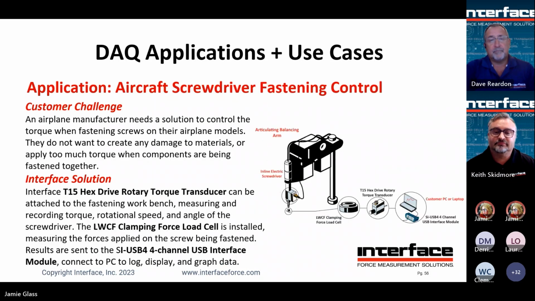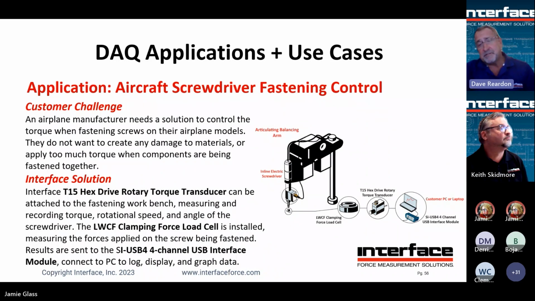Next slide. This next application is for aircraft screwdriver fastening control. The customer had an automatic machine that automatically screws in screws to different places on the aircraft, and they wanted to be able to measure how much torque as they were turning, and simultaneously see exactly how much clamping force there was underneath that screw. So we had a load washer underneath the screw.